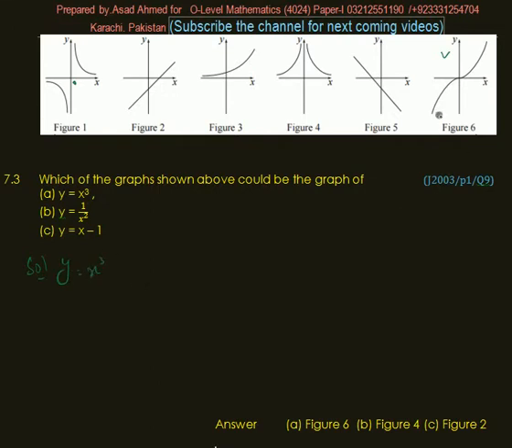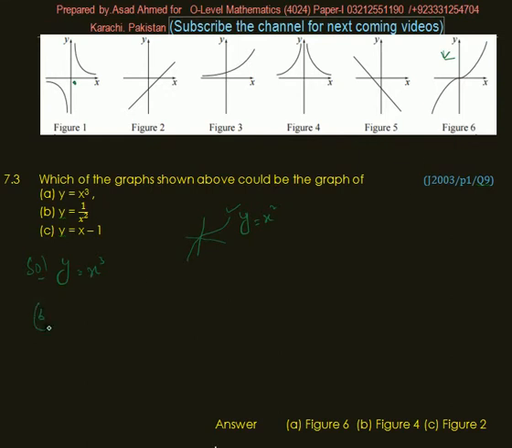The graph of x cube is represented only by figure 6, because the graph of x cube looks like this. So it is very easy to find the graph representing this equation. So the equation y is equal to x cube represents the graph of figure 6.